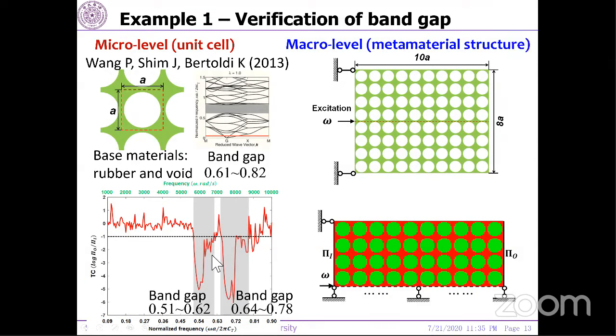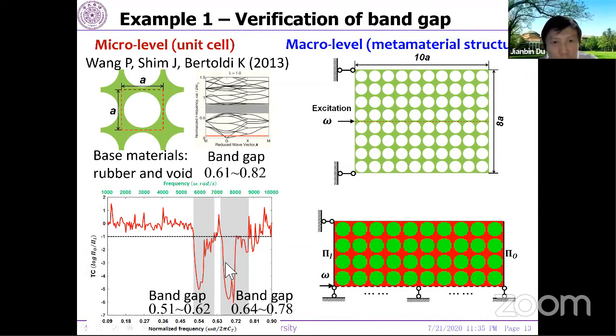I think the difference comes from several aspects. Firstly, in our model we consider a finite-size macrostructure, but in the traditional way they just consider one unit cell and no macrostructure. Secondly, we consider a specified excitation loading and specified boundaries in our model, but the traditional way does not concern any specified boundary, except for the periodic boundary on the unit cell. So such differences make our result a little different from the traditional result, but basically the location of the band gap is very close.